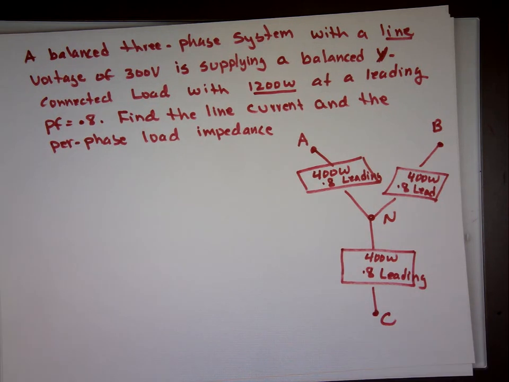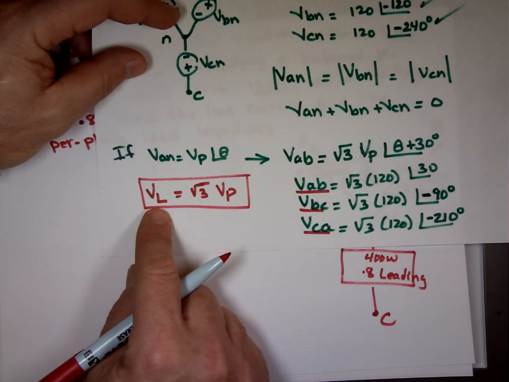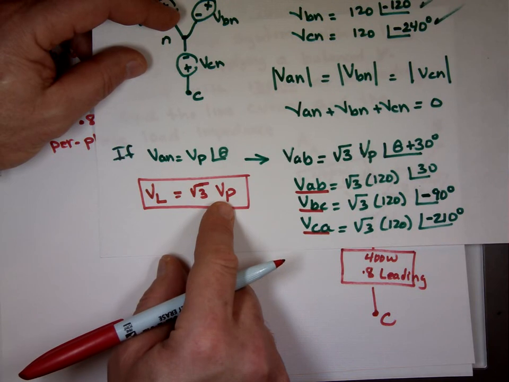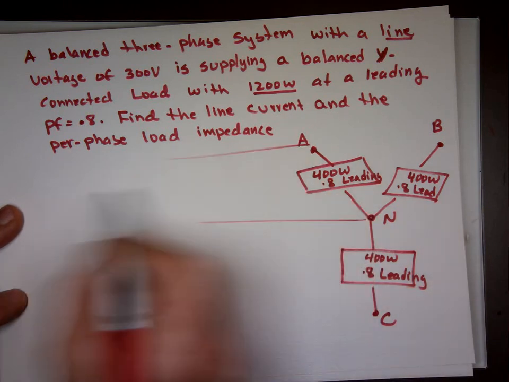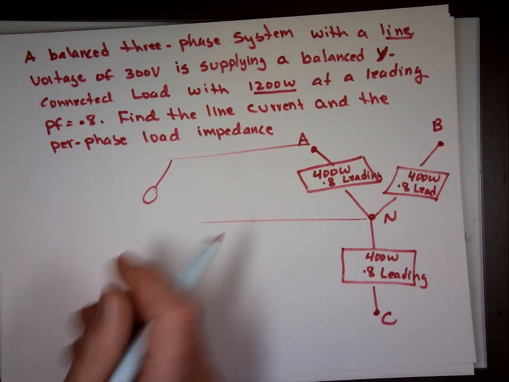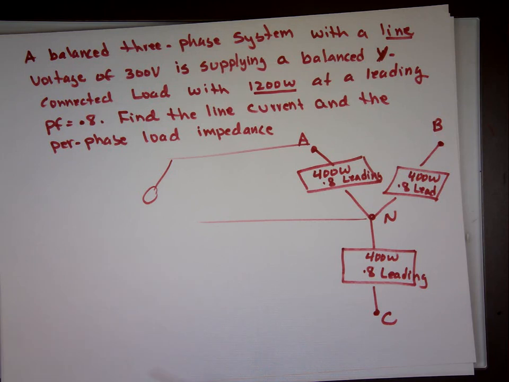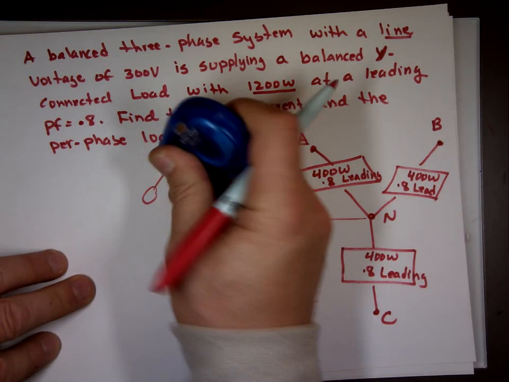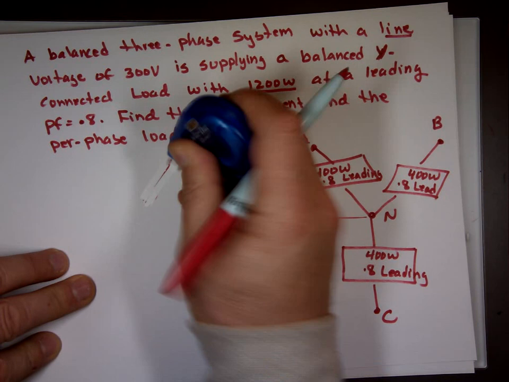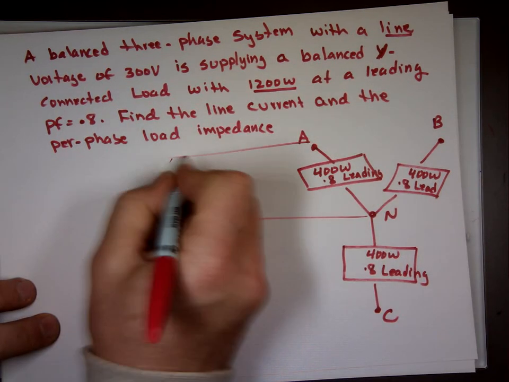The only thing that bothers me in this problem is it says the line voltage. Well, maybe 5 minutes ago, I derived something and I said the line voltage is equal to the square root of 3 times the phase voltage. So if this was actually connected to a source here, I'll do a source here. Well, A usually goes to A, so let me just redraw that Y to Y, a little bit nicer.